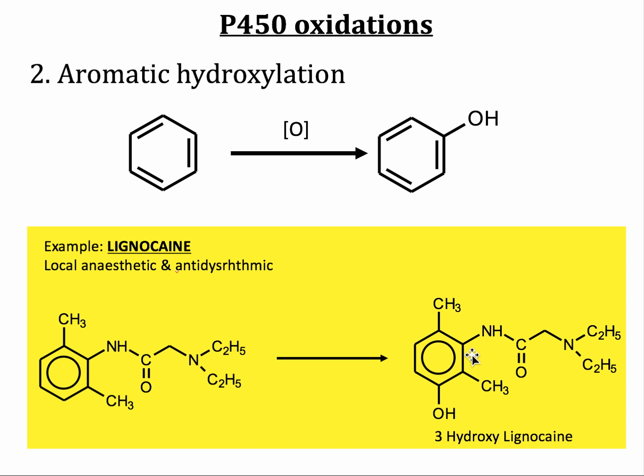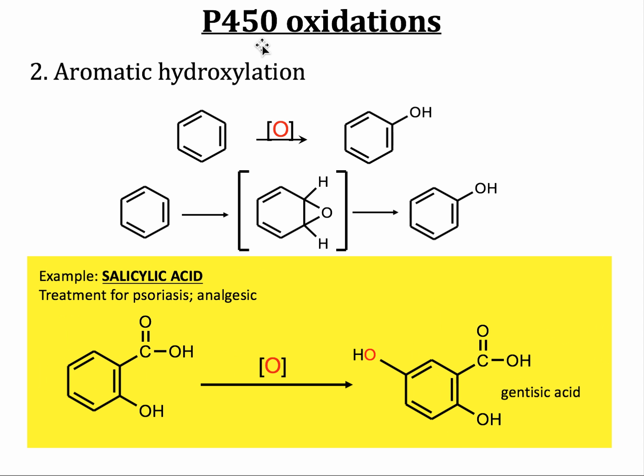If you start numbering it, you have 1 here, which is the main group, then 2, 3, hence why it's called 3-hydroxylignocaine. So you always put it on the third one. This is the main functional group. It contains the biggest molecule, so therefore it'll be 1, 2, 3. It'll always be 1, 2, 3. So there's a third one. It's attached to the third carbon in the ring. It's called 3-hydroxylignocaine.